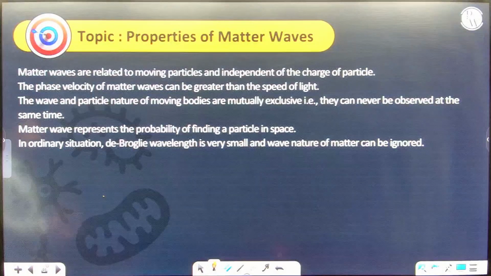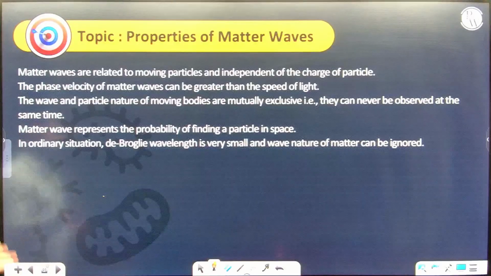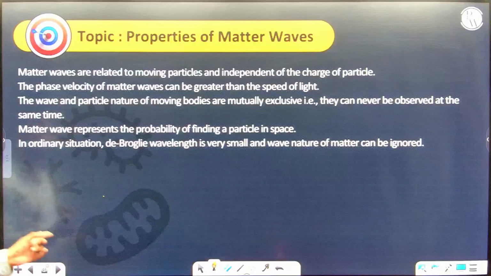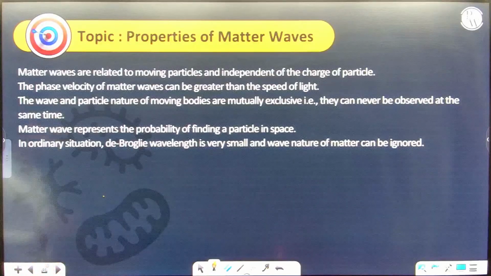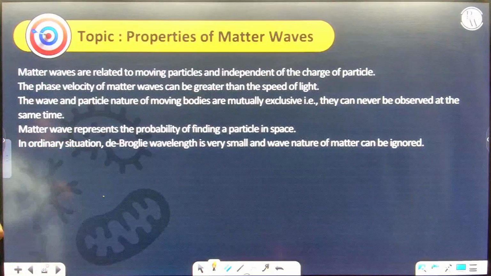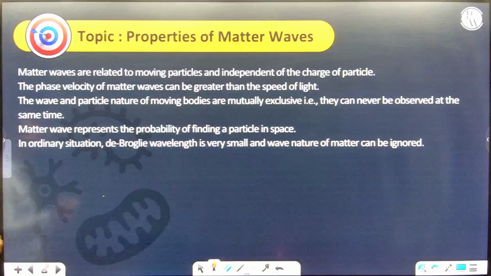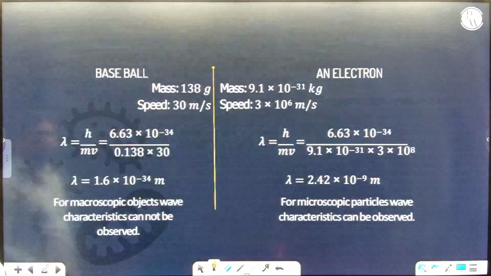Okay, the properties of matter waves. Matter waves are related to the moving particles and independent of the charge of the particle, correct? The phase velocity of the matter waves can be greater than the speed of light. Interesting point. The wave and the particle nature of moving bodies are mutually exclusive. They can never be observed at the same time. So at times it will show wave nature, at other times it will show particle nature. The matter waves represent the probability of finding a particle in space. In ordinary situations, de Broglie wavelength is very small and the matter waves can be ignored.